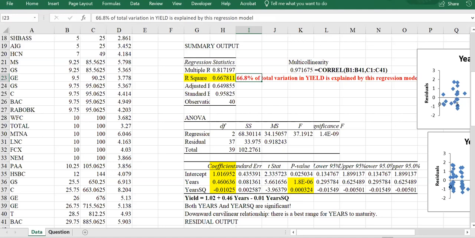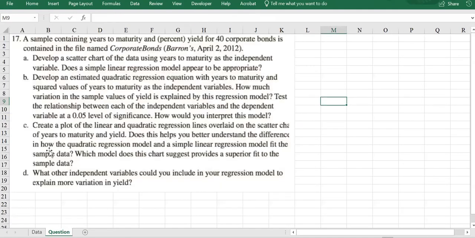Next part, create a plot of the linear and quadratic regression lines overlaid on the scatter chart of years to maturity and yield. Does this help you better understand the difference in how the quadratic regression model and a simple linear regression model fit the sample data? Which model does this chart suggest provides a superior fit to the sample data?